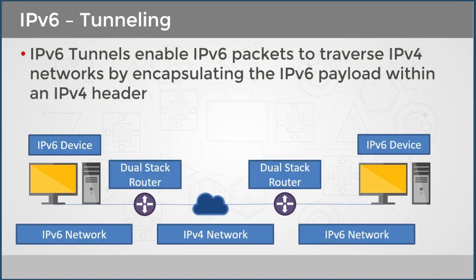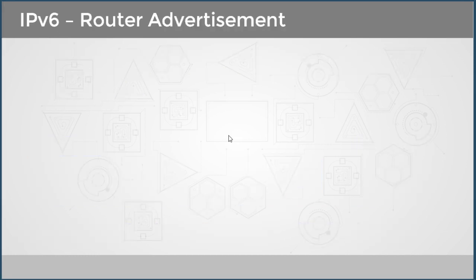Another transition technology besides a dual stack is using IPv6 tunneling. An IPv6 tunnel encapsulates IPv6 packets inside of IPv4 packets in order to traverse an IPv4 network such as the internet. These tunnels enable isolated IPv6 networks to communicate without having to support an IPv6 infrastructure end-to-end. The concept is very analogous to a standard VPN from one private network to another.